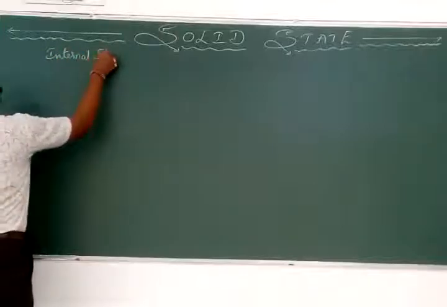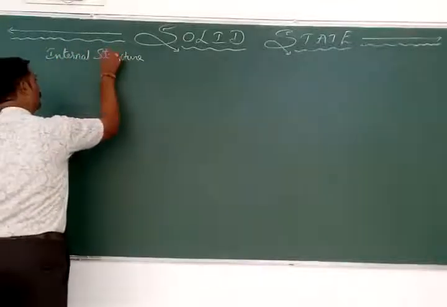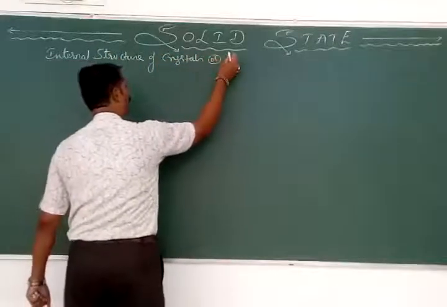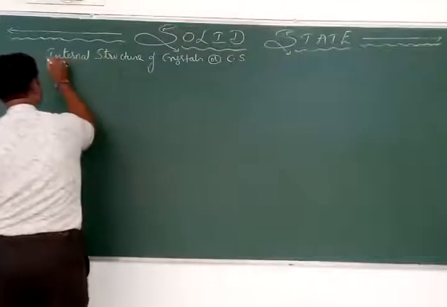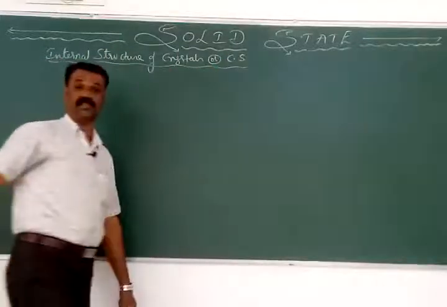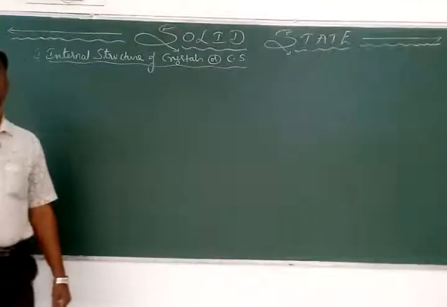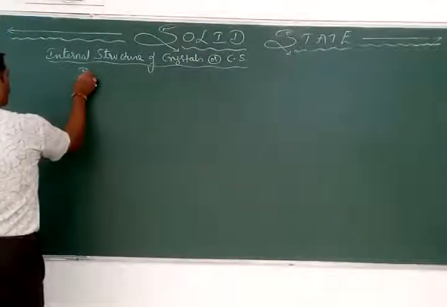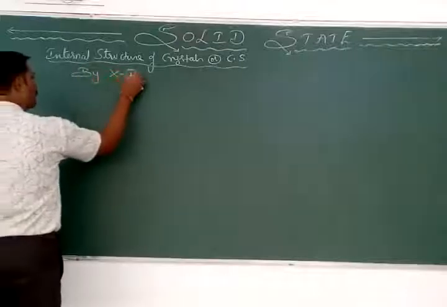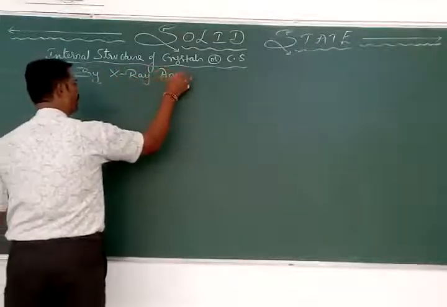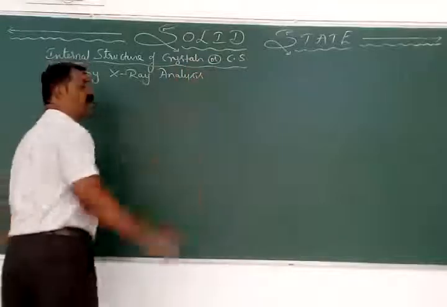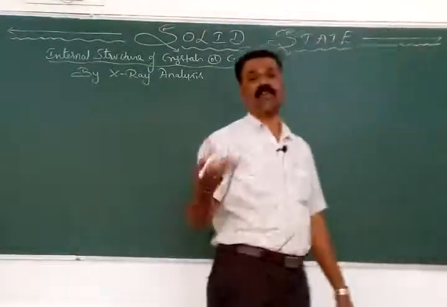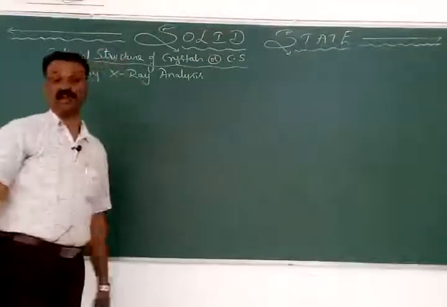internal structure of crystals, or CS. CS means crystalline solids. The structure of this is done by X-ray analysis. The structure of a solid is usually studied with respect to which one? The X-ray analysis. It means we just have to flash an X-ray on the given solid particle.